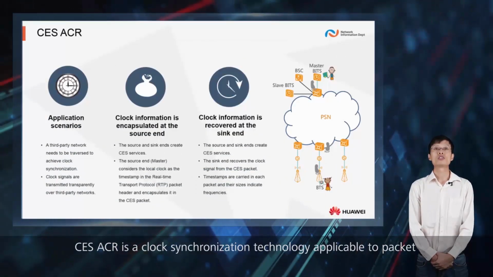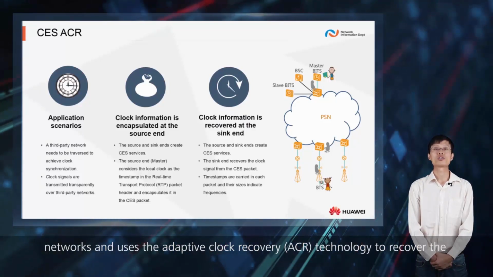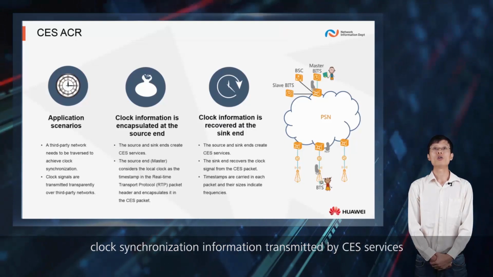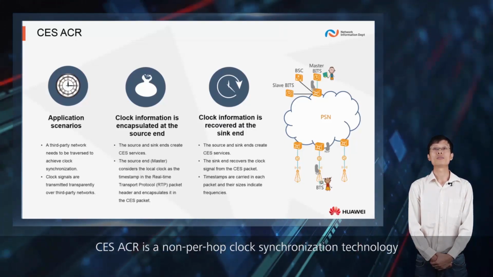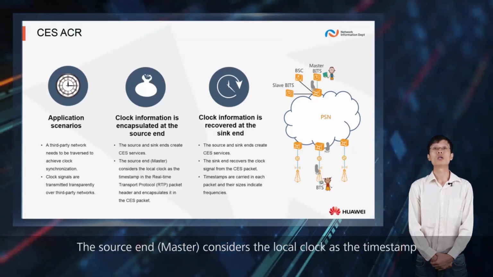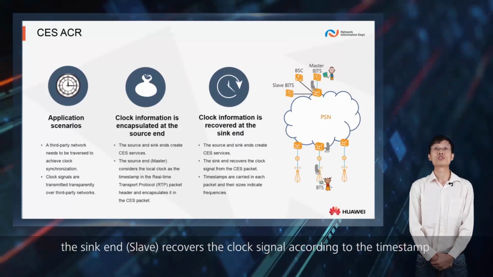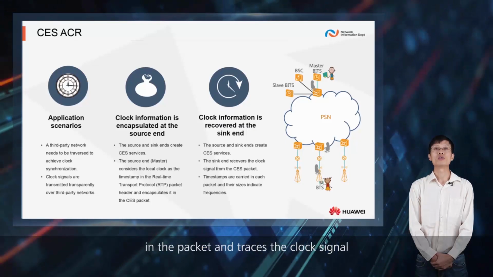CES ACR is a clock synchronization technology applicable to packet networks and uses the adaptive clock recovery, ACR, technology to recover the clock synchronization information transmitted by CES services. CES ACR is a non-per-hop clock synchronization technology. The source end, master, considers the local clock as the timestamp in the RTP packet header and encapsulates it in the CES packet. The sync end, slave, recovers the clock signal according to the timestamp in the packet and traces the clock signal.